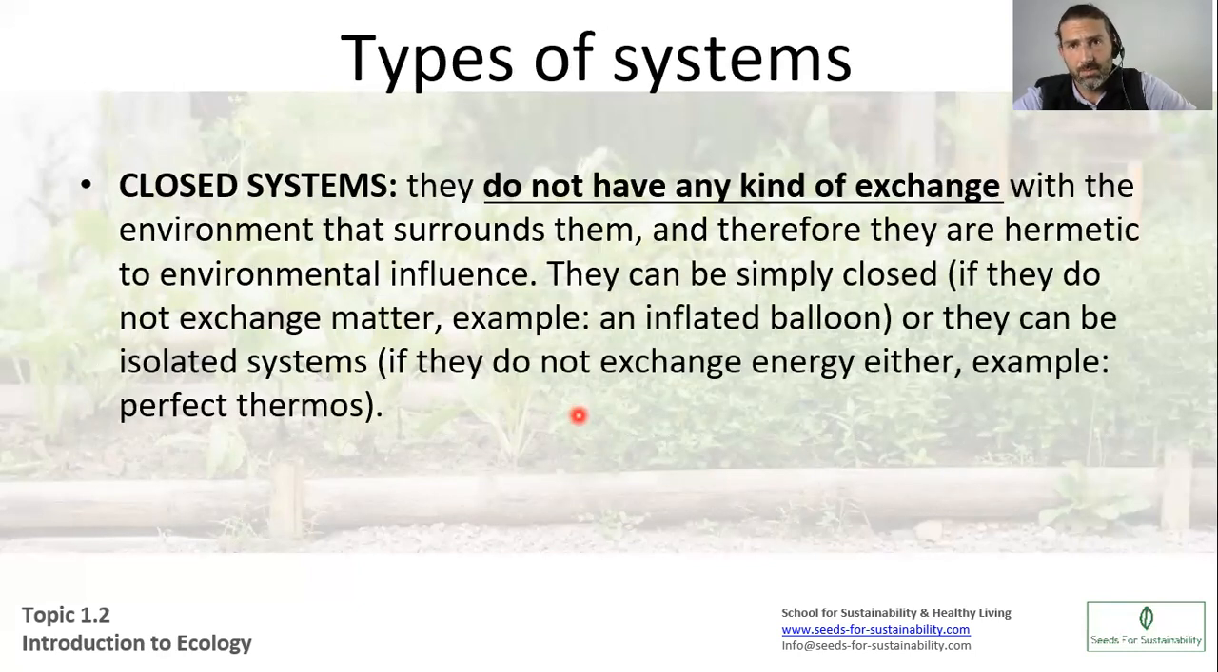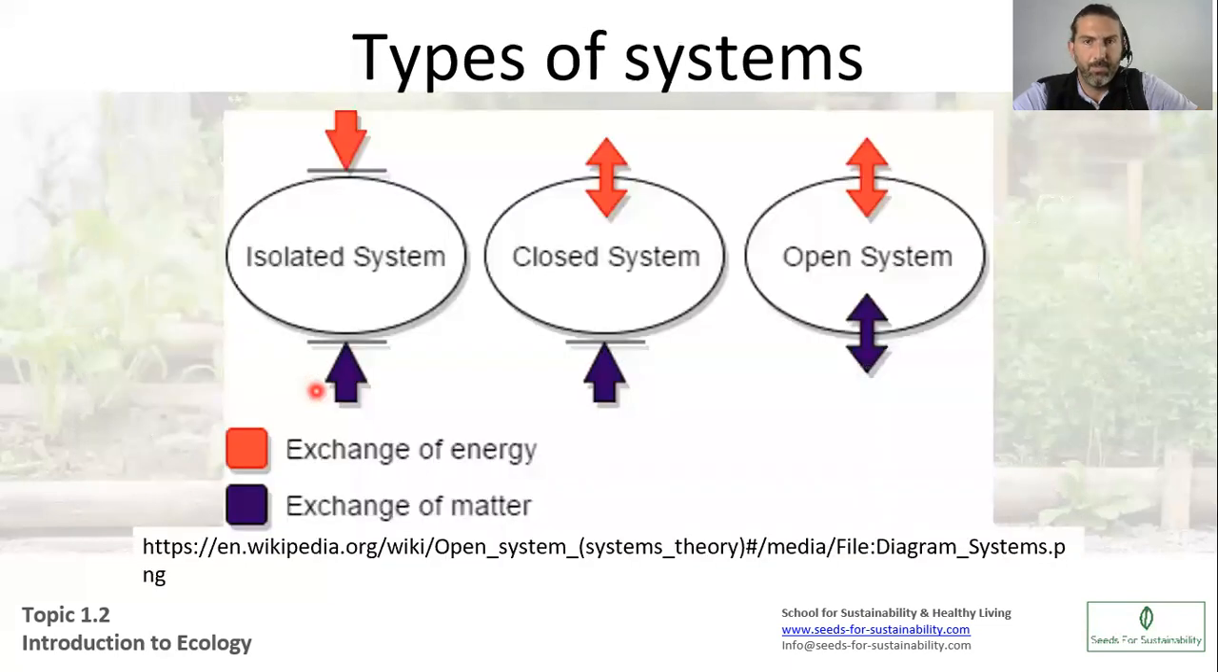Closed systems, in turn, do not have any kind of exchange with the environment that surrounds them, and therefore they're hermetic to environmental influence. They can either simply be closed, or they can be isolated. Just because we have a closed system doesn't mean that nothing happens. The heat component is the one we use to distinguish a simply closed system from an isolated system. In this picture, it becomes much clearer.